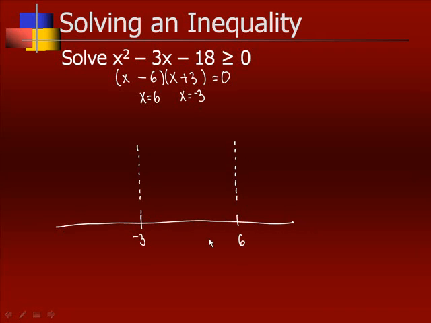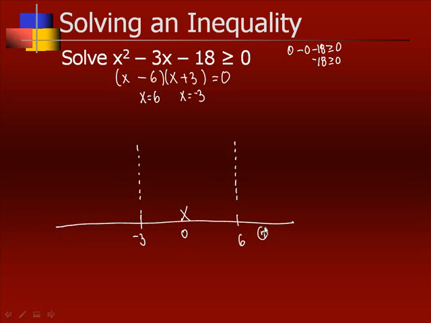As long as these are nice, pretty numbers, I think it's easiest if you just go in and plug your points. 0 is between negative 3 and 6. So when you plug in 0, you get 0 minus 18, which is greater than or equal to 0, which means negative 18 is greater than 0. That's not true, so we don't shade that interval.